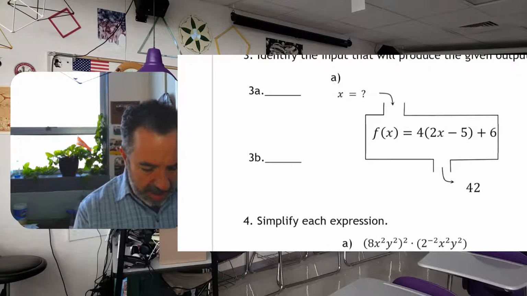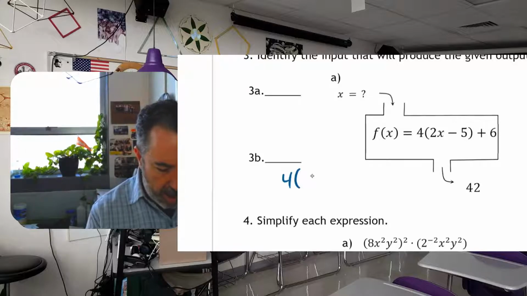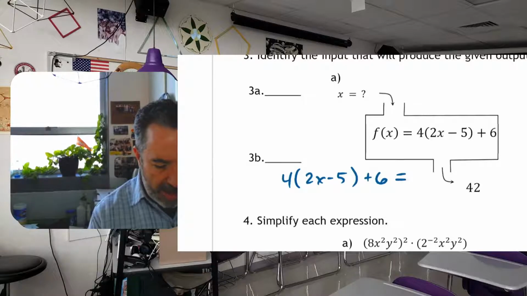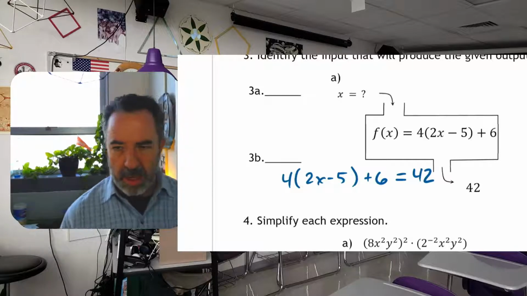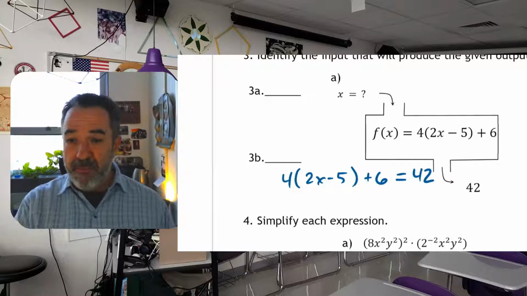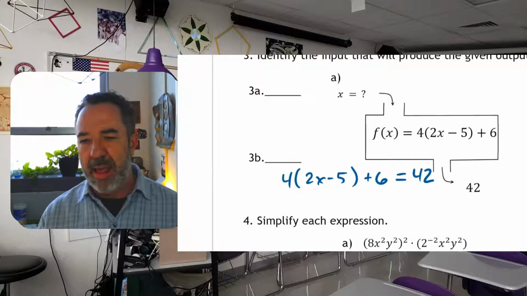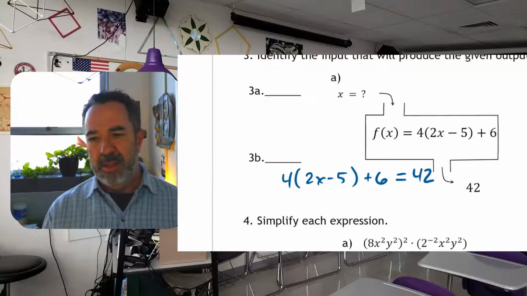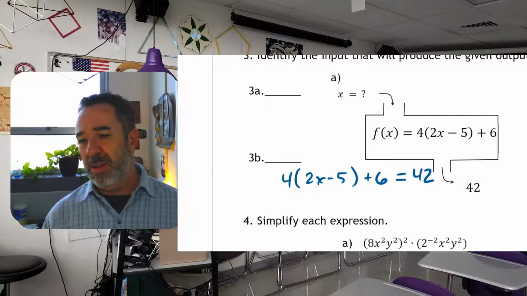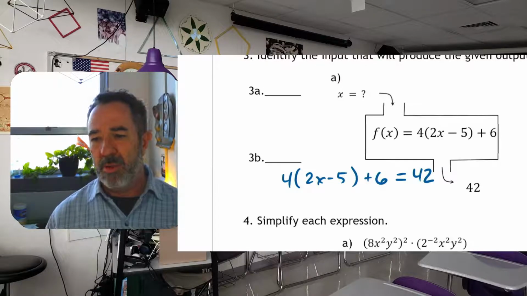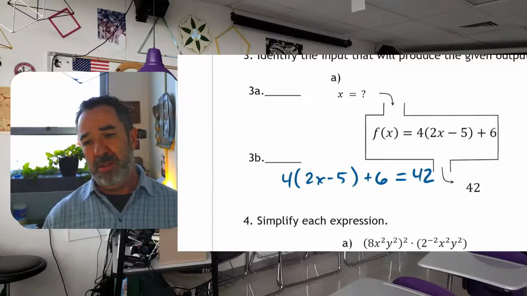let's just consider. Here's the function, 4 times the quantity 2x minus 5, plus 6. And I want that to become 42, right? I want that expression, I want that left half there. I want the thing that represents the half to be 42. So I just set 4 times the quantity of 2x minus 5 plus 6 equal to 42.